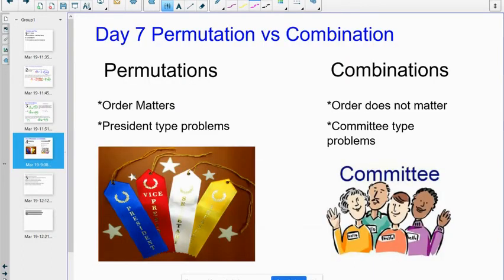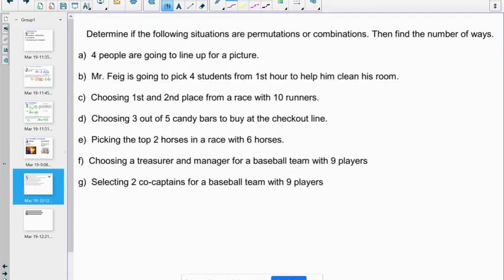Again, day 7 review, determining between the two. Remember, order matters with permutations. Order does not matter with combinations. And these are going to be like your president type problems: permutation, president, if they have different positions, then that's permutation. But if it's committee, where they all hold the same position, and one position is not different from the other, then committee, combination. Now we'll just get some practice. We're not going to solve these. We're just going to determine if it's one or the other right now.